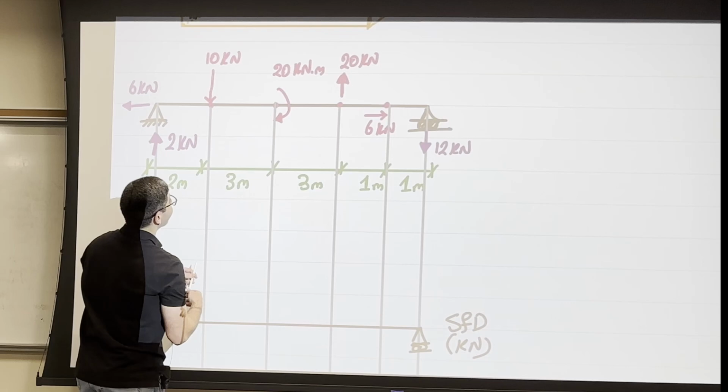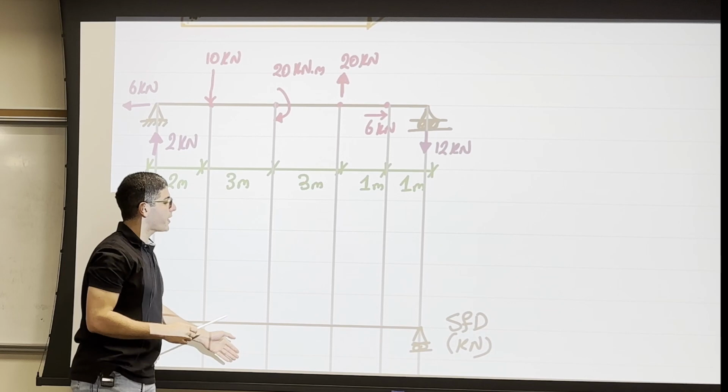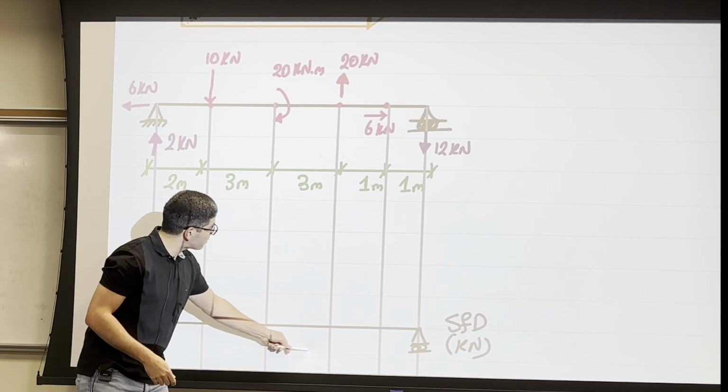The concentrated moment will not affect the shear diagram, so it doesn't go up or down. That's why it's not going to be counted in the shear diagram, because it's a bending moment. And then it's going to be constant here until I see 20.